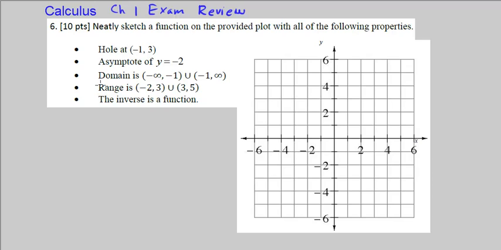So this is the Calculus Chapter 1 review number 6. Here we're asked to just sketch a function neatly on our plot that has all of these properties. Okay, so let's just go one by one.